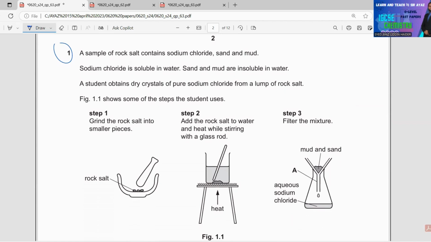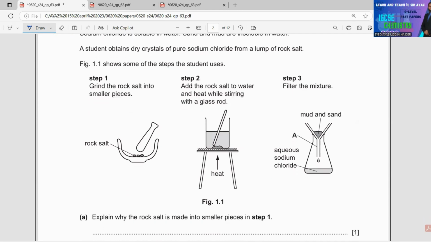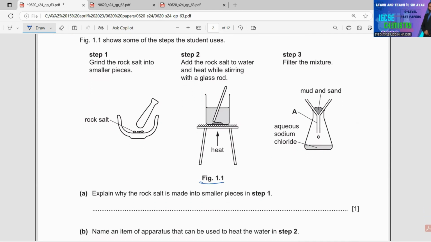Step 1, grind the rock salt into small pieces. Step 2, add the rock salt to water and heat while stirring with a glass rod. Step 3, filter the mixture. You can see in figure 1.1, they have shown the diagrams also, the apparatus you need to use in this experiment. A, explain why the rock salt is made into smaller pieces in step 1.